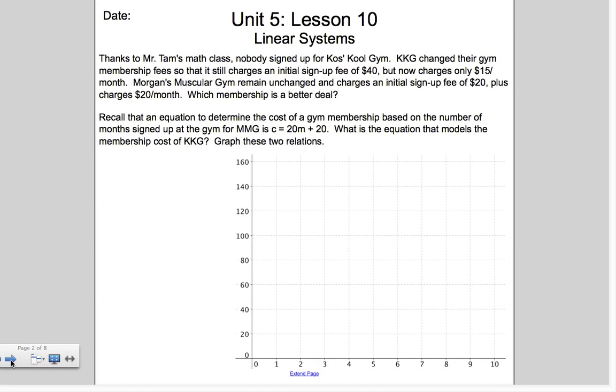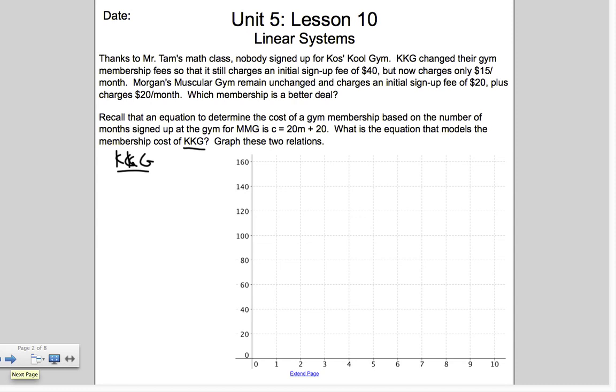So last couple classes, we worked with Morgan's gym. The equation to figure out the cost for that gym was cost equals 20 times the number of months that we actually go, plus 20, right? So 20 was sort of like our slope, that was the monthly rate. Now, what's going to be the equation for Cause's gym? What equation do we get from that now?